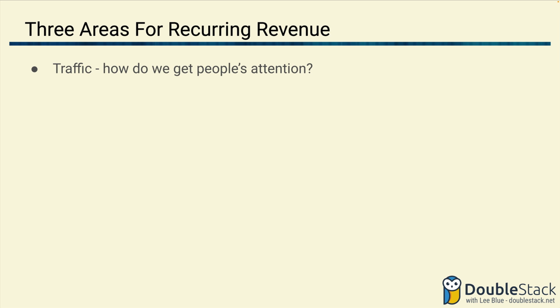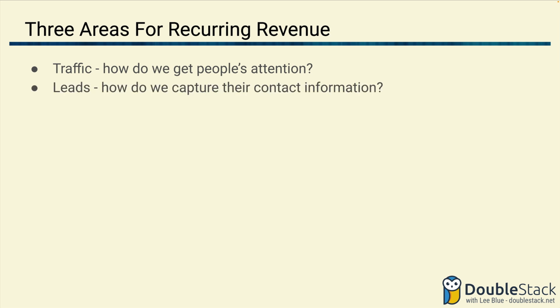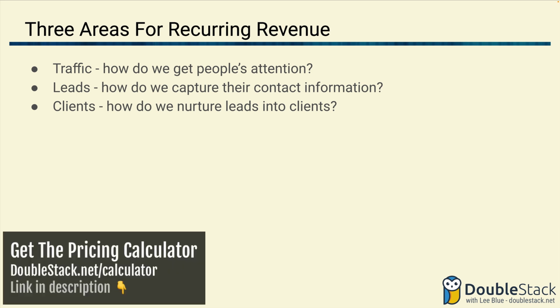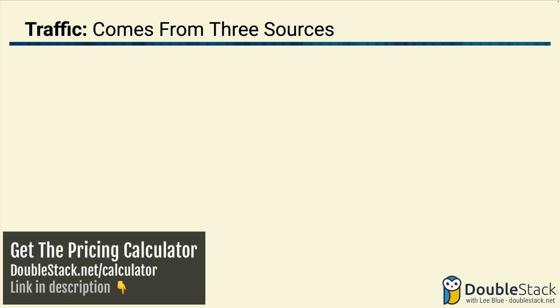One is traffic. I want to make sure that we're getting people's attention. And then once we have the attention, how do we capture their contact information so we have leads? And once we have leads, how do we nurture those leads into clients? So I'm always thinking through traffic, leads, clients, because ultimately I want my clients to actually get more clients of their own so that they're actually getting a positive return on investment. And then my price will be a percentage of that return on investment. And so that's how all this stuff works. Those are the different service areas. Let's take a look at the different types of services you would use for each area.